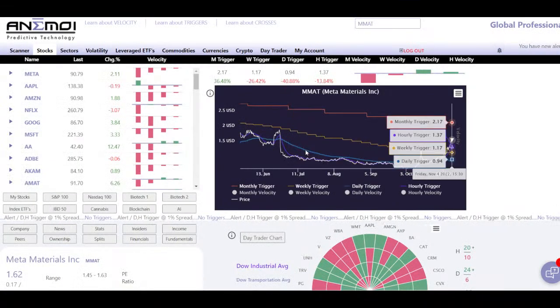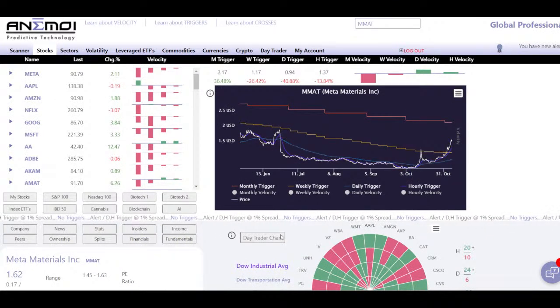Okay, so that's my GME squeeze scenario. If anybody has any questions, then I'll take those now. Somebody wants to look at Blackberry. We could look at Blackberry.